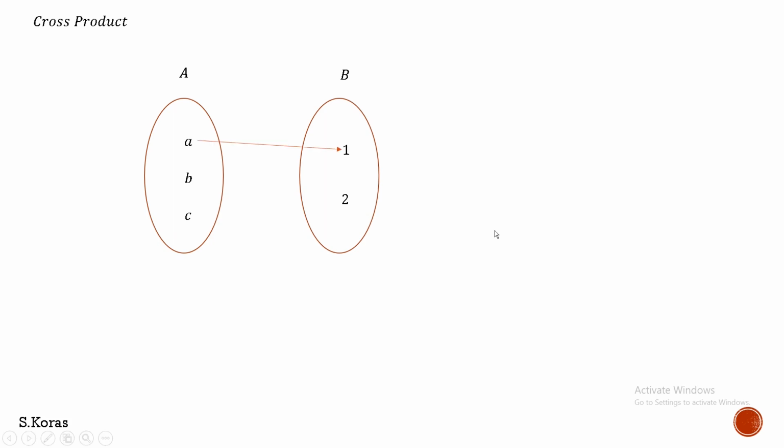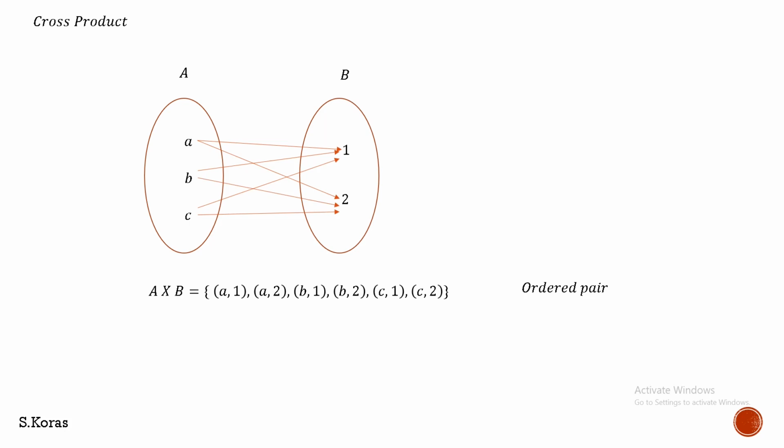So A is linking with 1 and 2, and C is linking with 1 and 2, and B is linking with 1 and 2. So our cross product A cross B is nothing but A, 1, A, 2, B, 1, B, 2, C, 1, C, 2. This is the ordered pair of cross product. So this is our cross product. Now let us jump into relation.